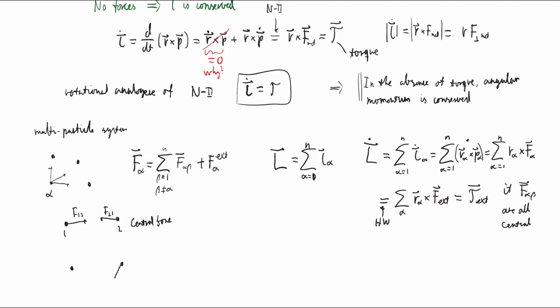If somehow you had this, which is allowed by Newton's third law, then this is a non-central force. That actually exists sometimes when we have magnetic interactions between charged particles, and then this isn't true anymore. Okay, but for all the cases we're going to consider here, the forces will be central. So in that case, L dot is just equal to tau external.